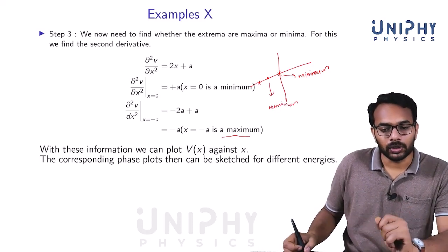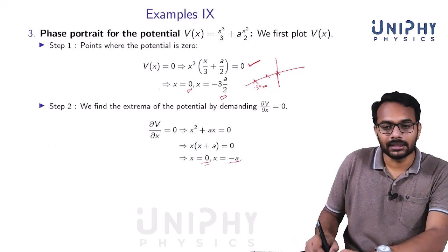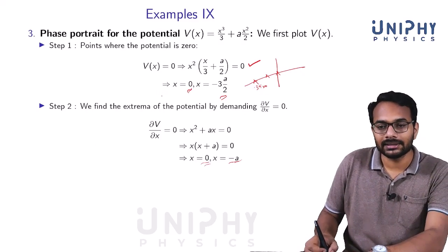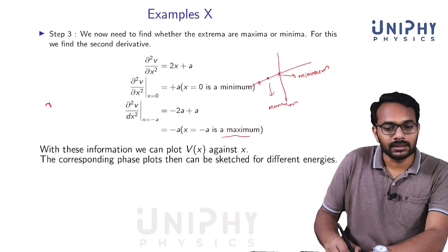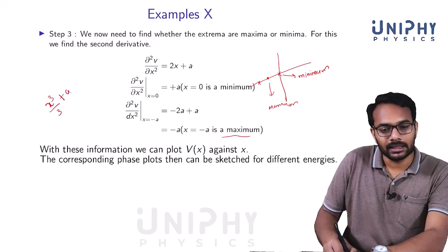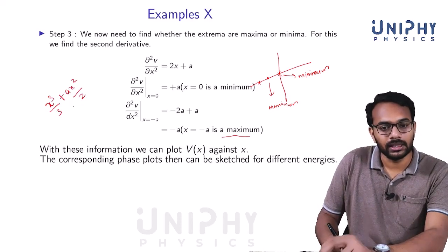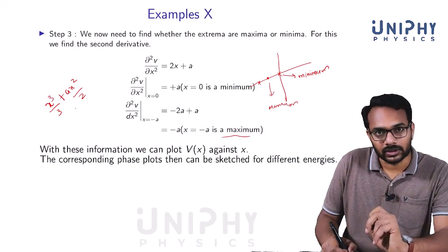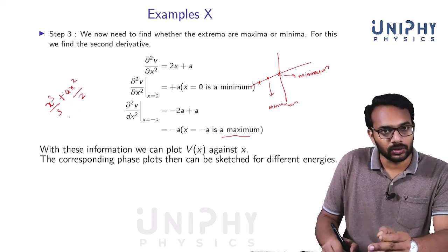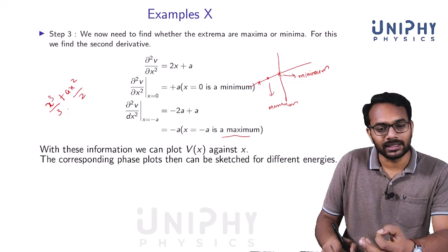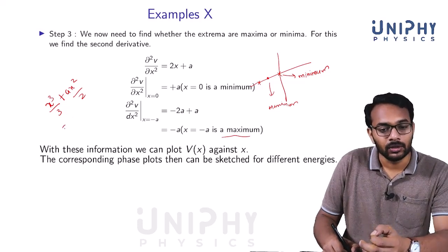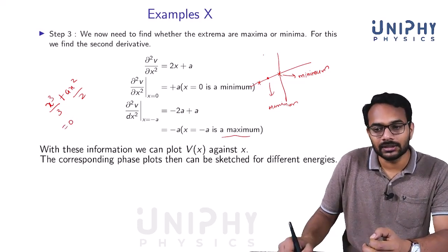Okay, now let's check what our V of x is: x cubed by 3 plus a x squared by 2. Right, now let's find the value of this potential energy at x equal to 0, at the minimum point. We see that it's equal to 0. So V of x is 0 at this point.